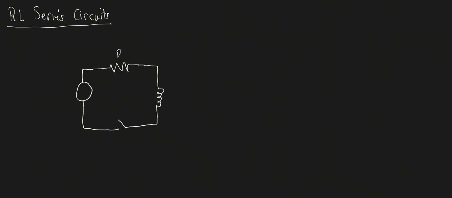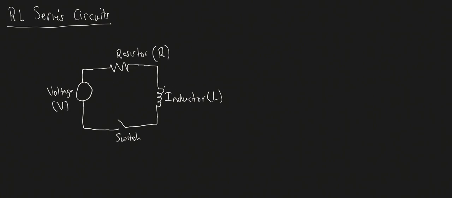So I'll label this. This is our resistor. This is our inductor. This is our switch, and this is our external voltage. So the shorthand for resistor obviously is R. For inductor, it's L, and then for the voltage, obviously V.